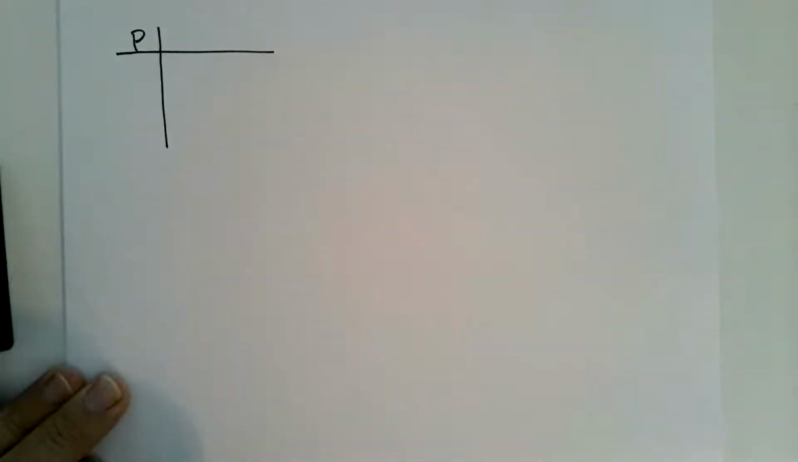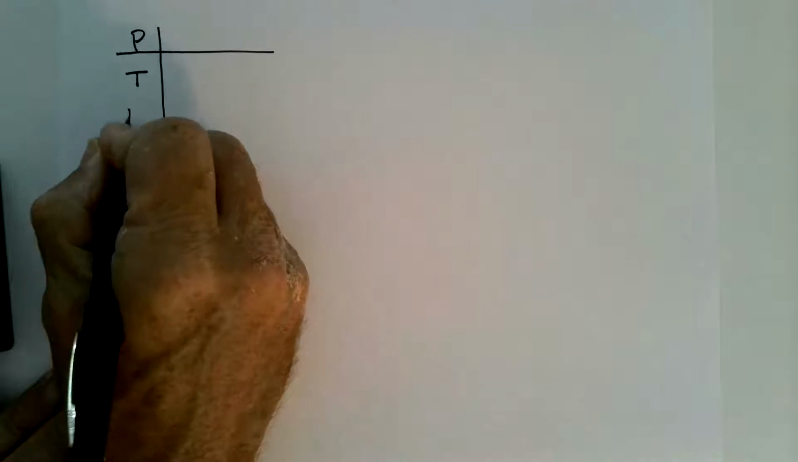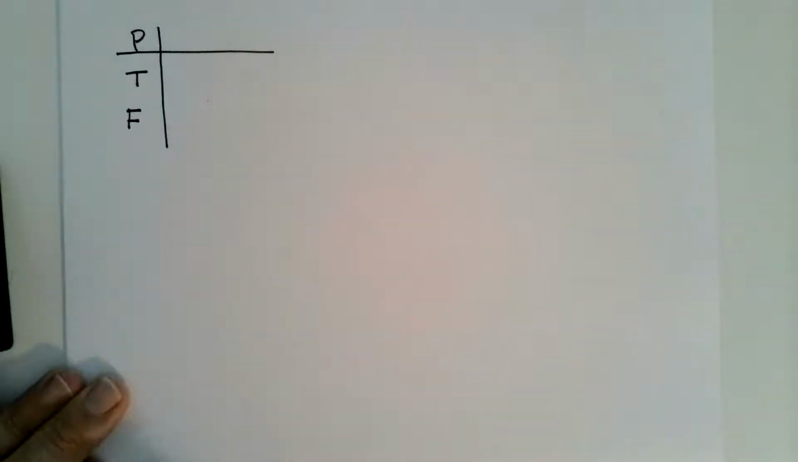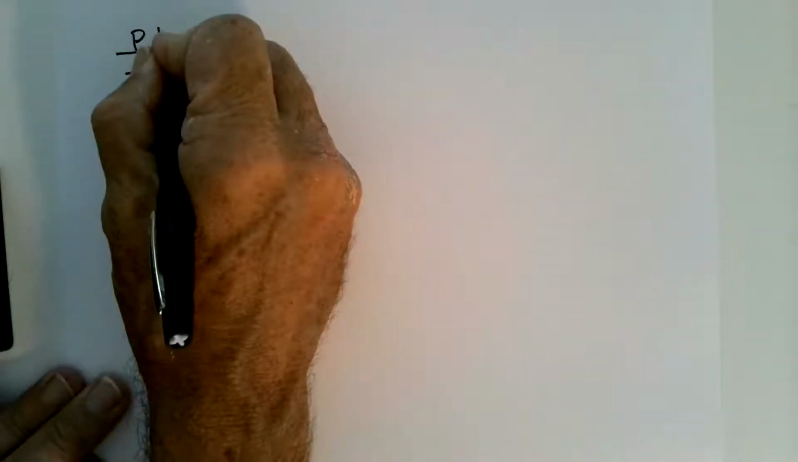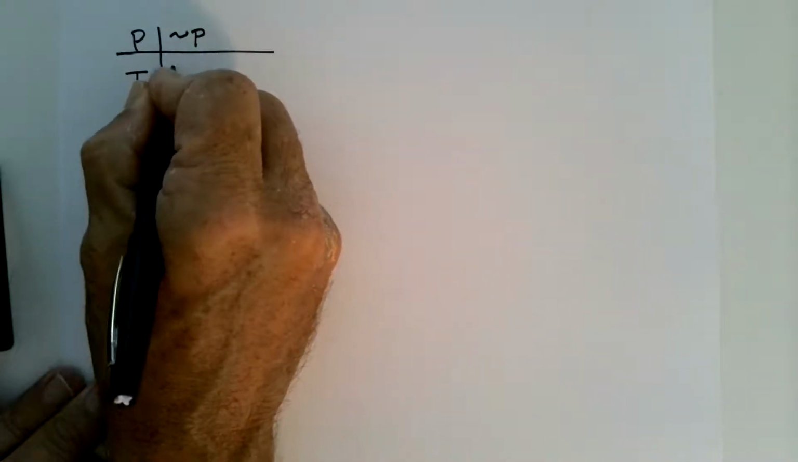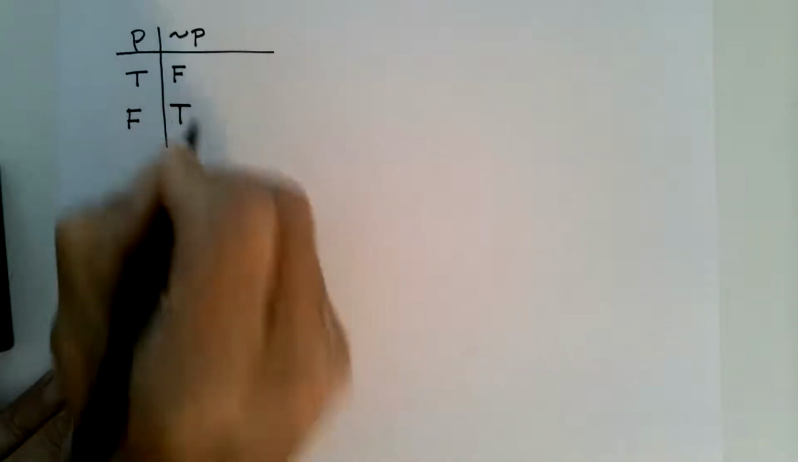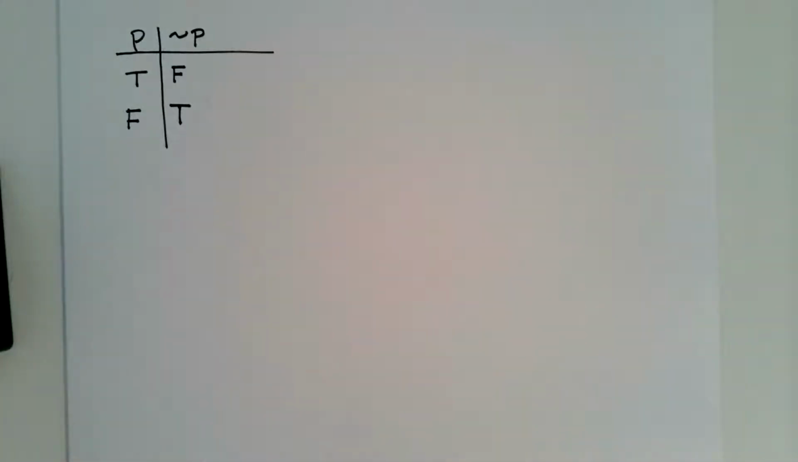We have a statement P that could either be true or false. So how would not P work then compared to P? If P is true, not P is false. If P is false, not P is true. That's in essence how our negation statement works.